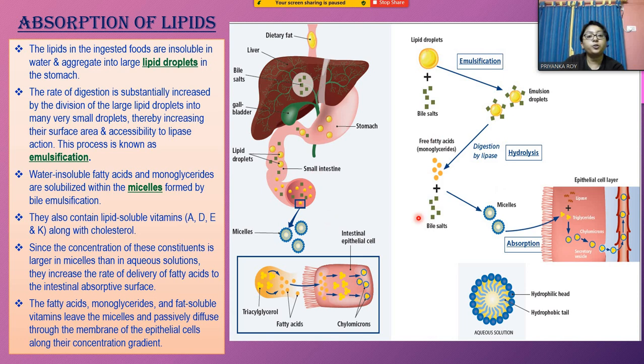Okay. So the absorption of lipids ends here, and it is a very hydrolytic process. With the help of bile salts and different lipases, this digestion and absorption is possible, and this ends the unit 2 portion, that is digestion.